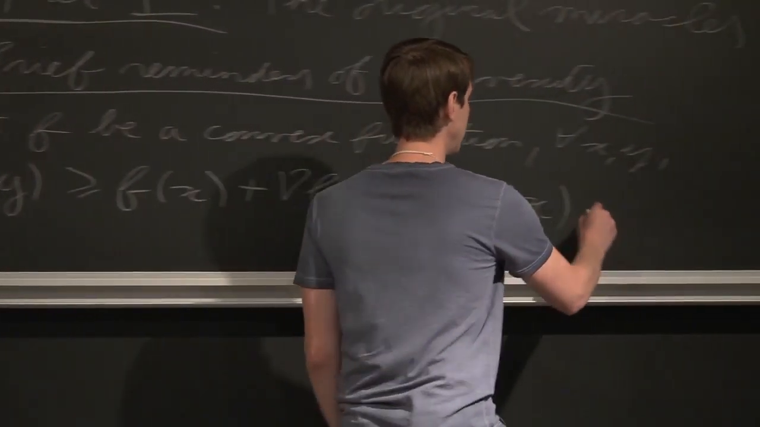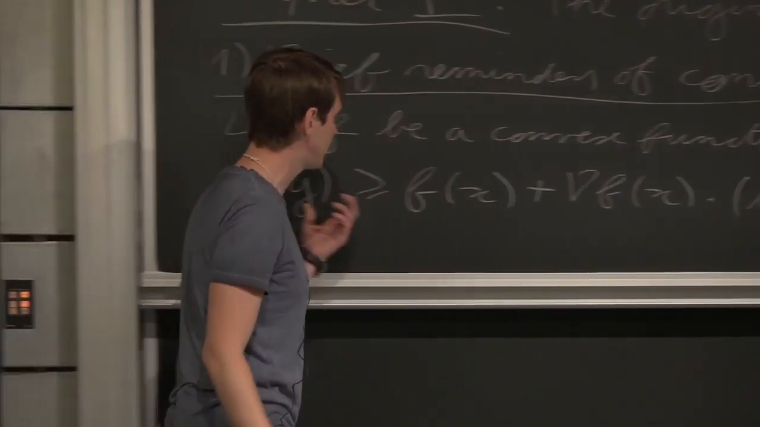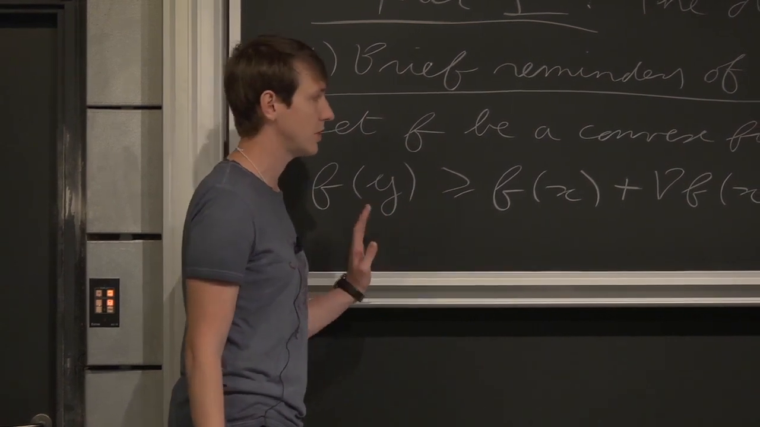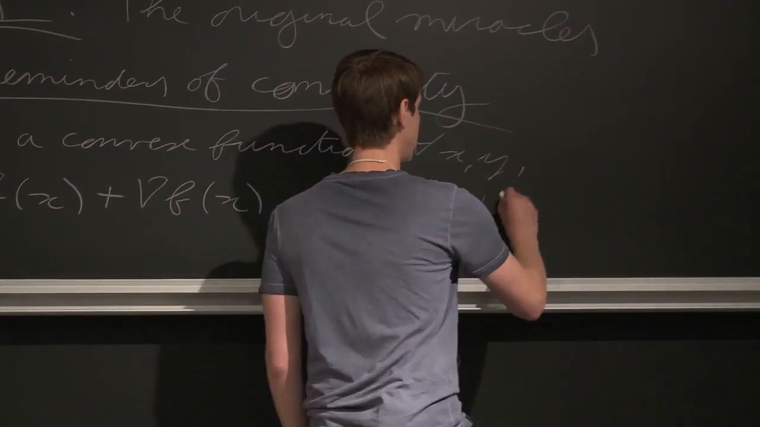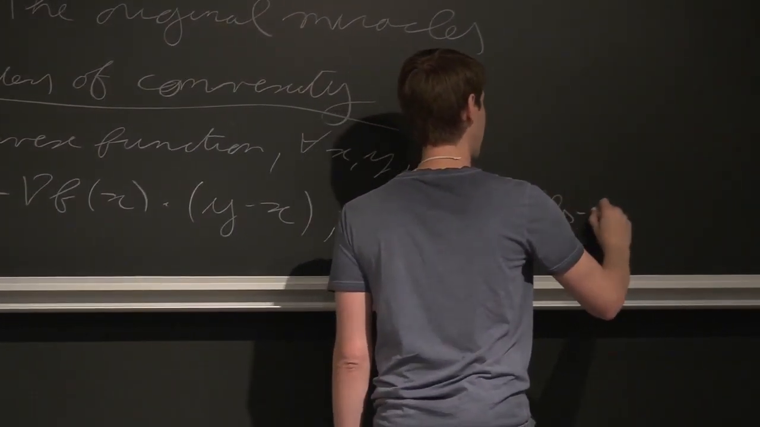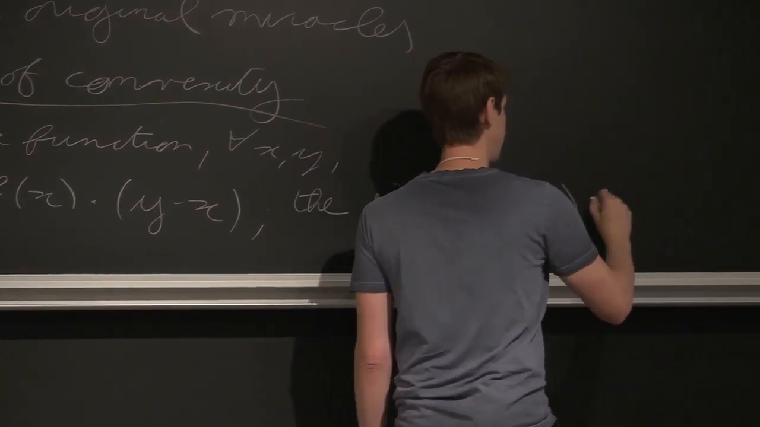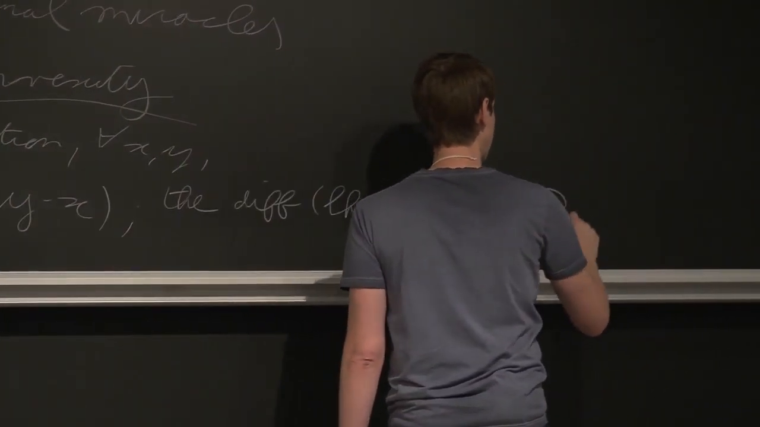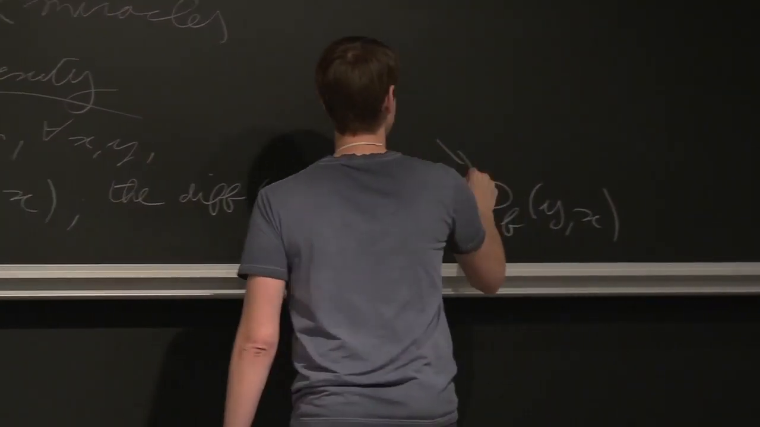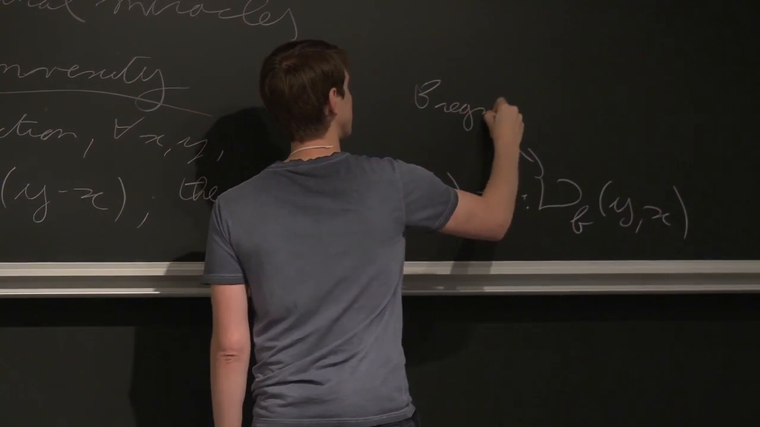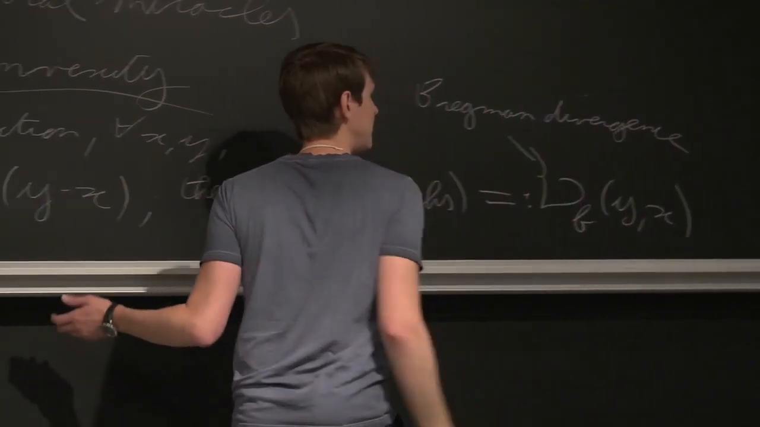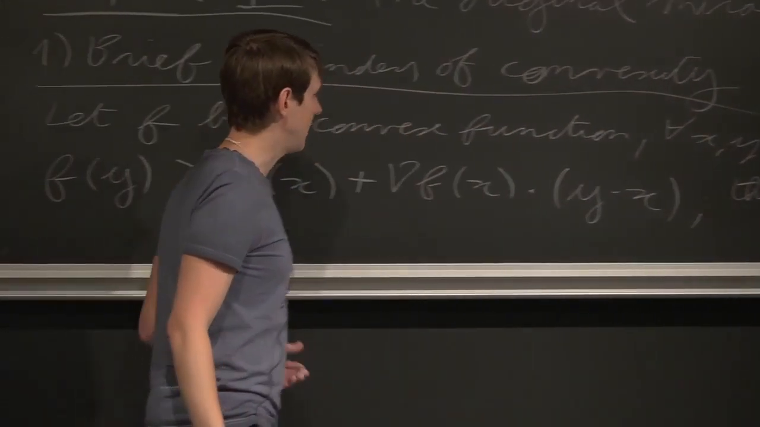And I'm going to call the discrepancy between those two terms, between the left-hand side and the right-hand side, the Bregman divergence of the function f. OK, so the difference, left-hand side minus right-hand side, is by definition the Bregman divergence between y and x. OK, so this thing is called Bregman divergence. OK, and this will be a very, very central object. And it's just this difference.